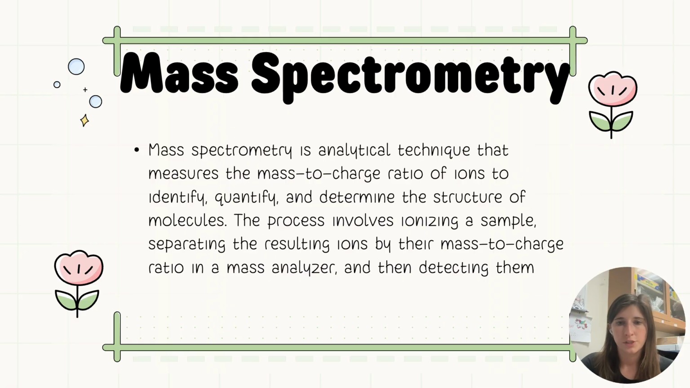So, just a detector that I wanted to talk about quickly that occurs most commonly when we're doing LC or GC is the mass spectrometry. So, mass spectrometry is the analytical technique that measures the mass to charge ratio of ions, and we use this to identify, quantify, and determine the structure of molecules. This process involves ionizing a sample, separating the resulting ions by their mass to charge ratio in a mass analyzer, and then detecting them. Sometimes we use tandem mass spectrometry, which is LC-MS/MS or GC-MS/MS.